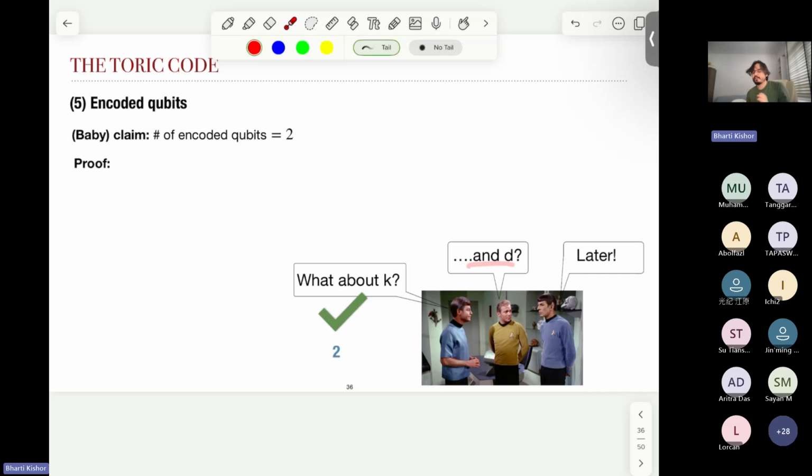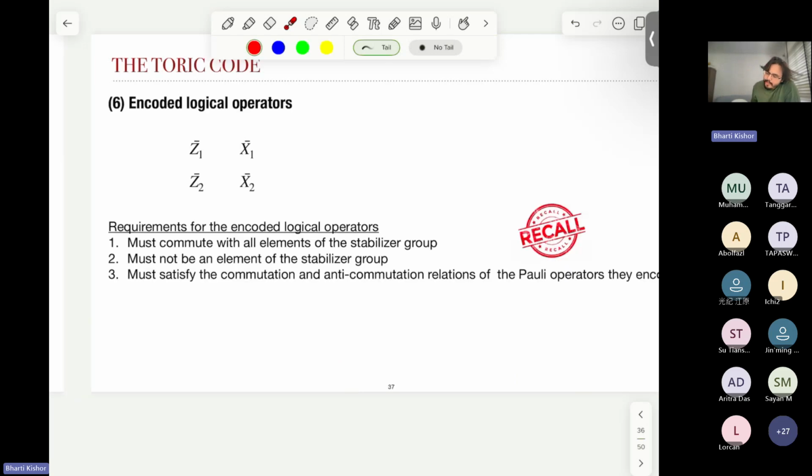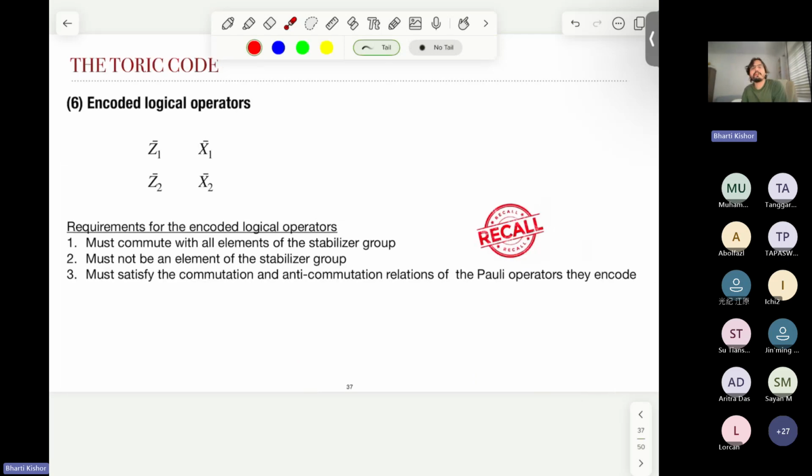Now the question is, what is d? What is the distance for the toric code? To talk about distance, if you remember, we said that the distance is the weight of the smallest weight non-identity logical operator. That's what the distance of a code means in the stabilizer formalism. And we have two logical qubits, which means we will have two Z operators, Z1 and Z2, and X1 and X2.